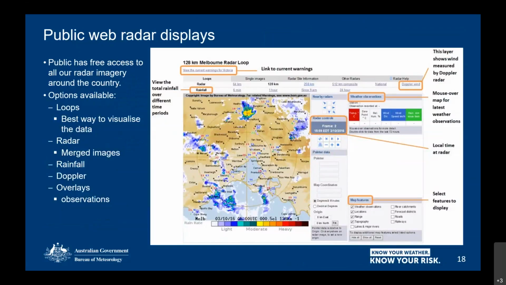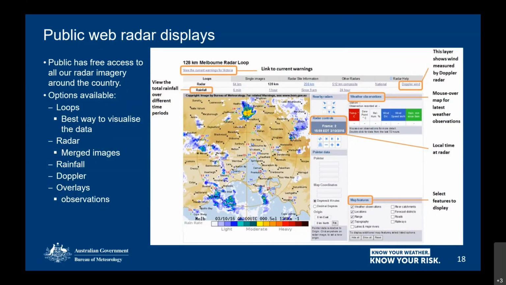Now it's over to me. Thank you, Andrew. Okay, so I'm glad I've had Andrew here. He can talk about all the technicalities of radars, and I'm here to talk about how we apply the radar.